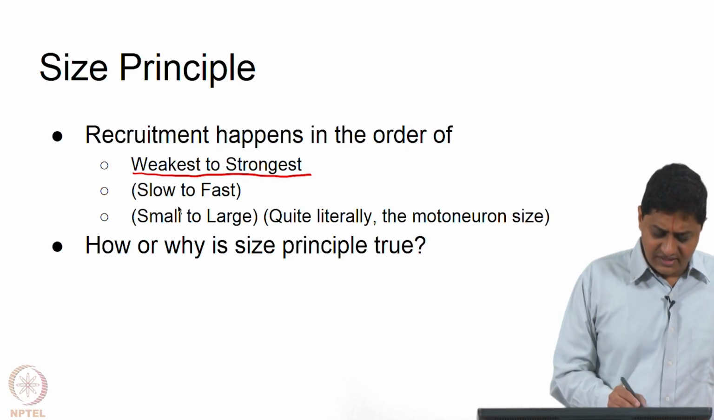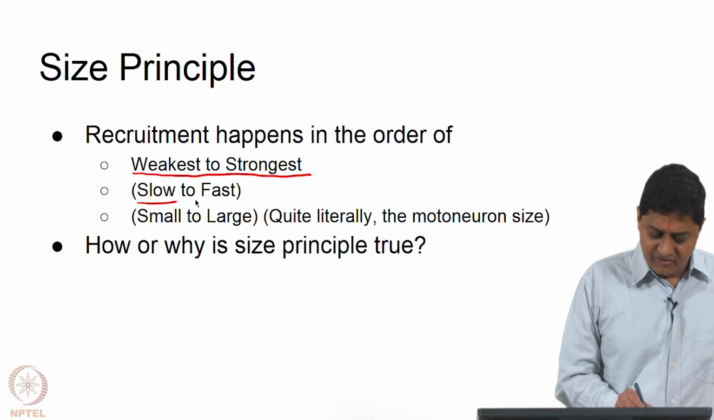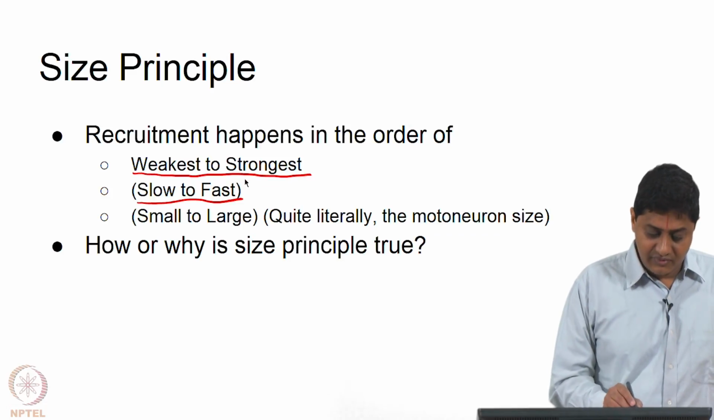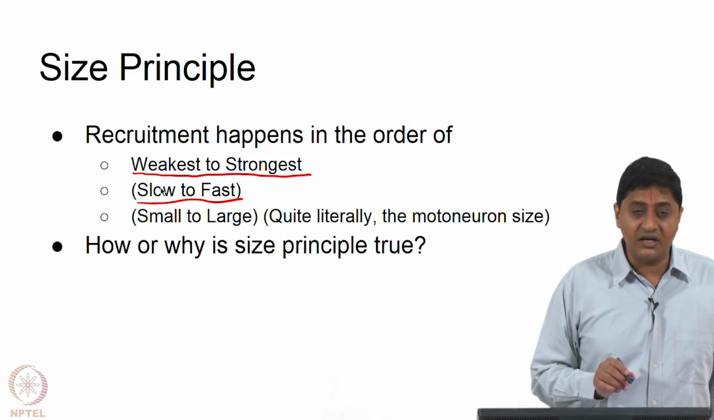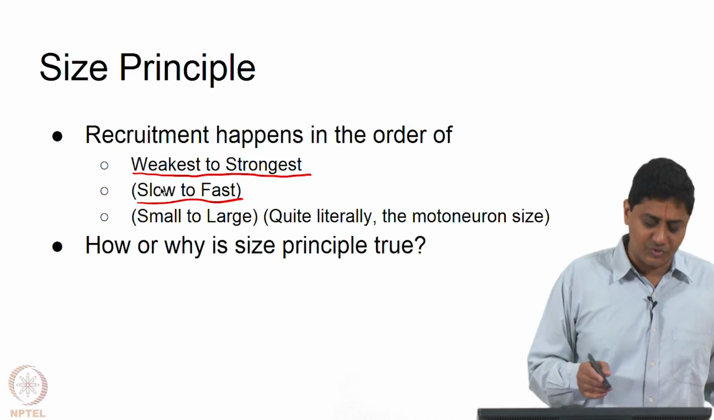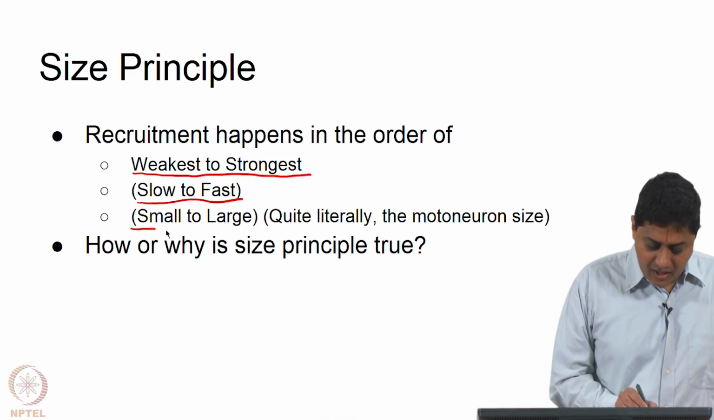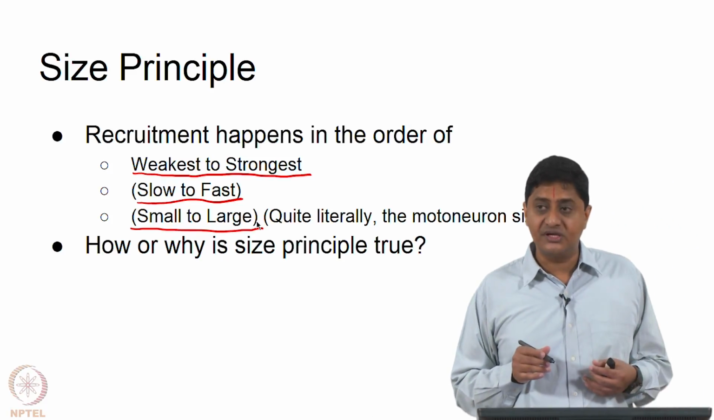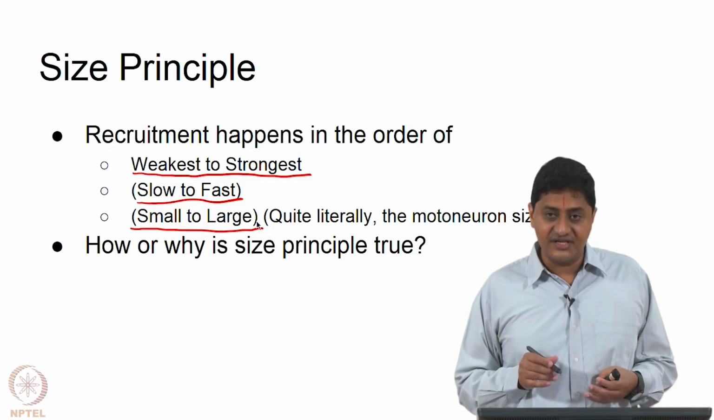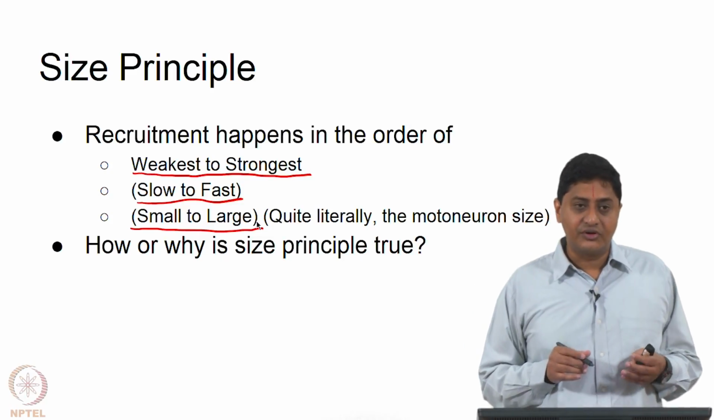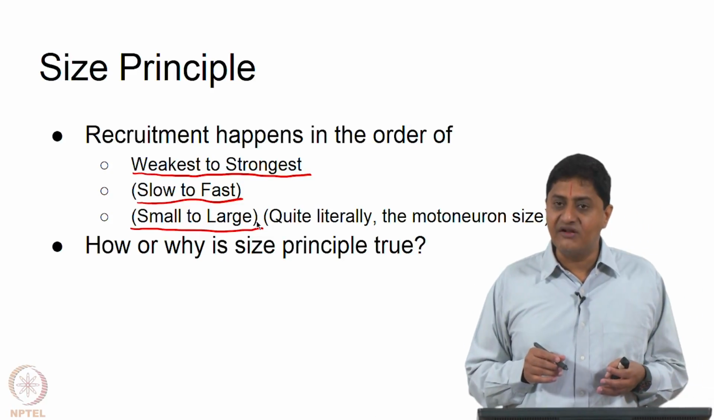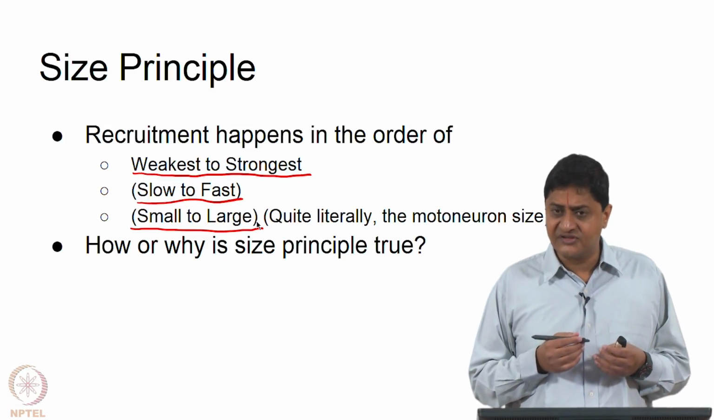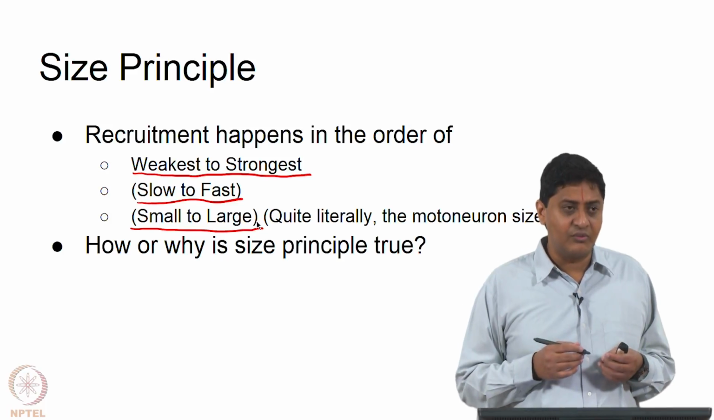This also means that the recruitment proceeds from slow to fast, I have put this in brackets because this is not exactly or always true, but this is mostly true, or from small to large. So, motor units are recruited in the order of their size. We said what is motor unit size? Motor unit size is defined by the innervation number, is it not? The number of muscle fibers innervated by a motor neuron.